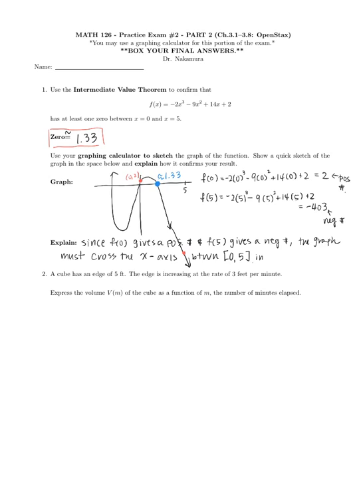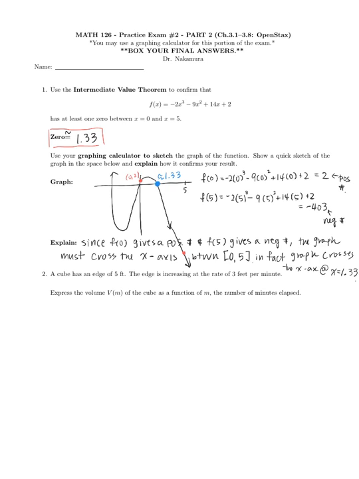Okay, so in fact, the graph crosses the x-axis at about x equaling 1.33. So that's our 0. Okay, so I hope you're able to follow how to do this by using your graphing calculator, but if you have any questions, please let me know.